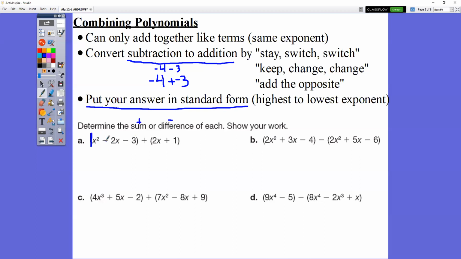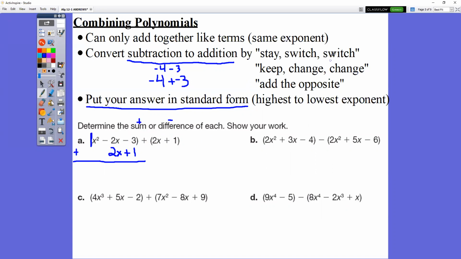So we have 1x squared minus 2x minus 3 plus 2x plus 1. So what I'm going to do is I'm going to put a plus sign here. I'm going to draw my sort of equal sign, all right, as my line. I'm going to line up my 2x underneath this 2x. I'm going to line up my 1, my plus 1, underneath my 3. So I lined up my x's underneath my x's, my plain numbers underneath my plain numbers. And now I'm just going to add going down.